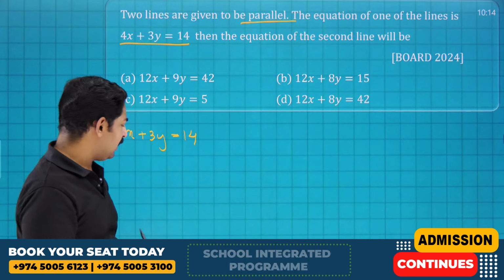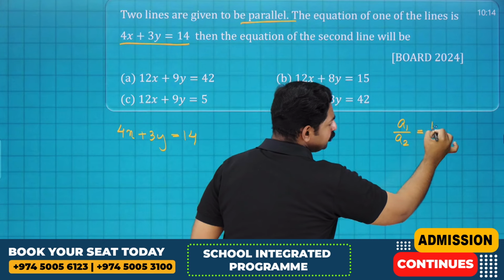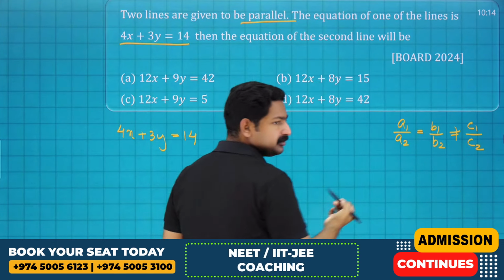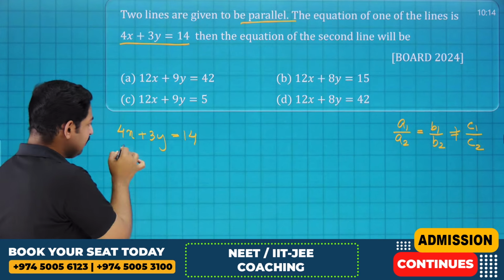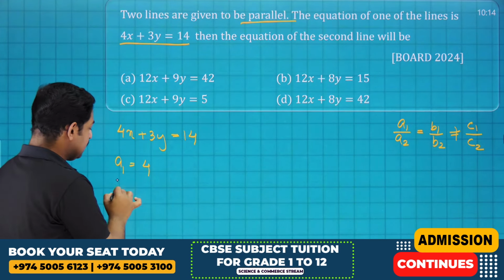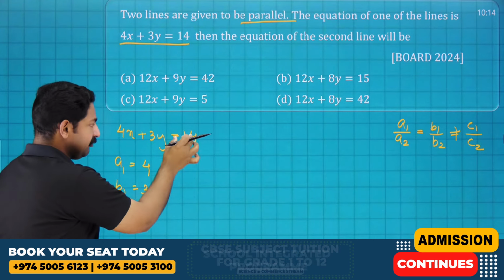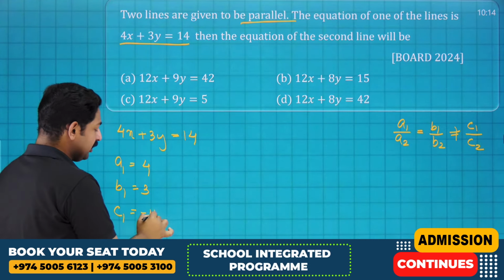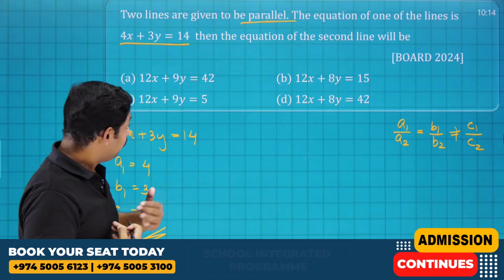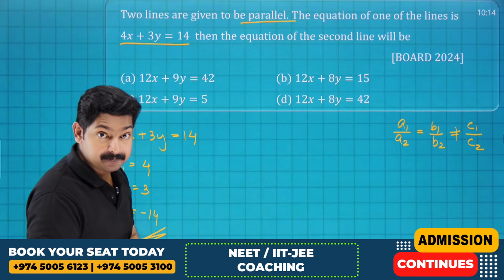So if the lines are parallel, what is the condition? Lines are parallel means A1 by A2 is equal to B1 by B2, which must not be equal to C1 by C2. This must be the condition. So from the given equation, A1 is equal to 4, B1 is equal to 3, and C1, if you bring 14 to the left side, is minus 14. Correct? A1, B1, C1 we know. Now we need to select the correct option where the equation must satisfy this.